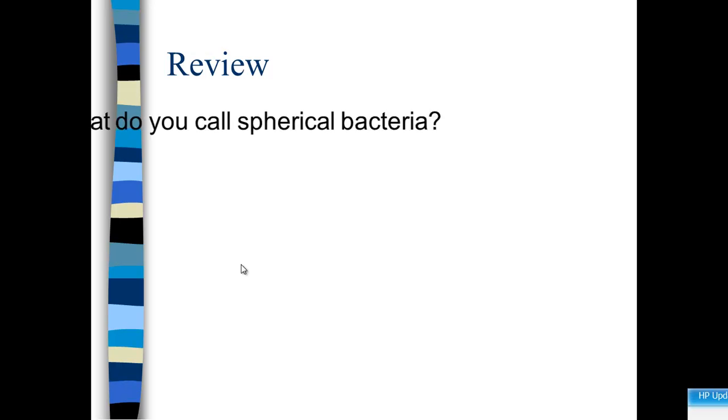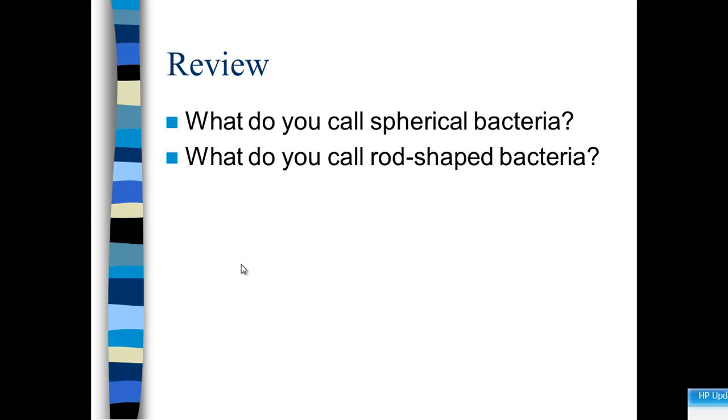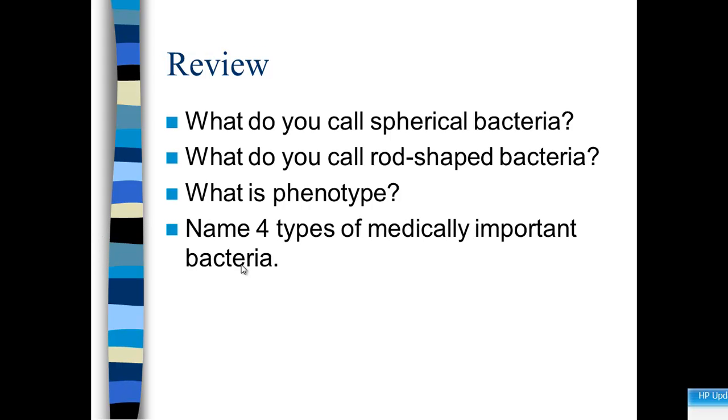Okay, so let's review. The spherical bacteria is called, a rod-shaped bacteria is called, what's a phenotype? And name 4 types of medically important bacteria. What's a thylakoid? Okay, so spherical bacteria, hopefully you wrote these down. And now you can check your work.